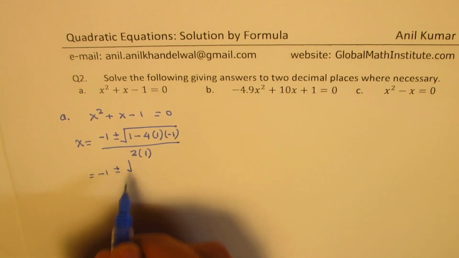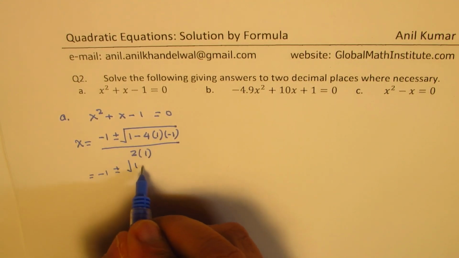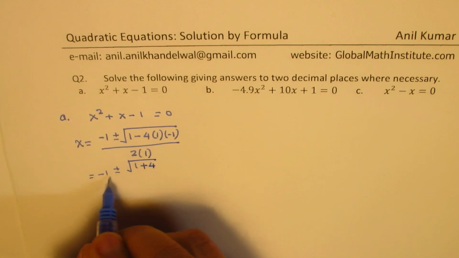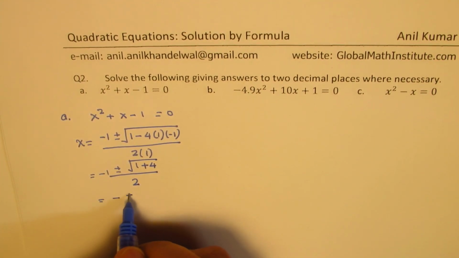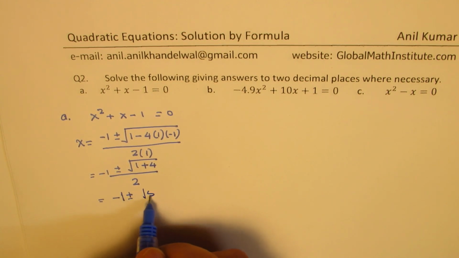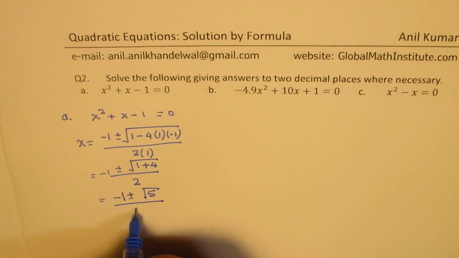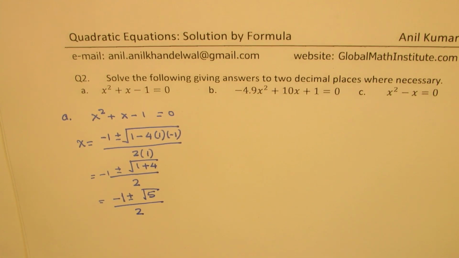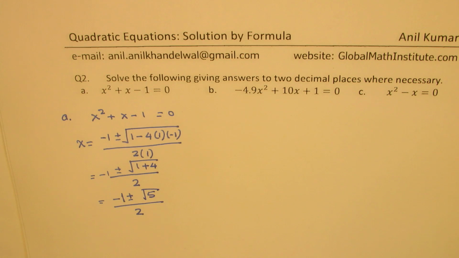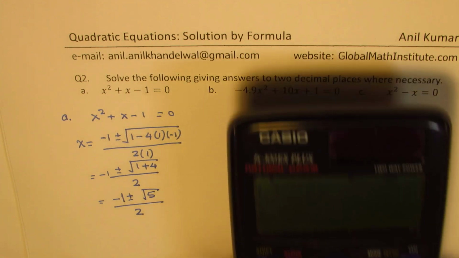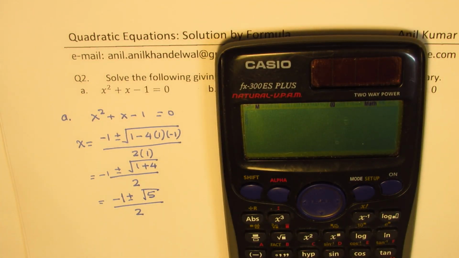Minus 1 plus minus square root of, that becomes plus, right? Over 2. So we get minus 1 plus minus square root of 5 over 2. So that becomes the exact answer. The question says that if necessary, we have to write it to 2 decimal places. So let's find the answer to 2 decimal places.